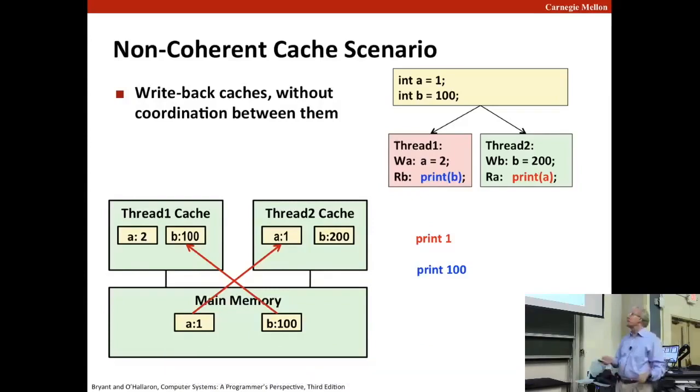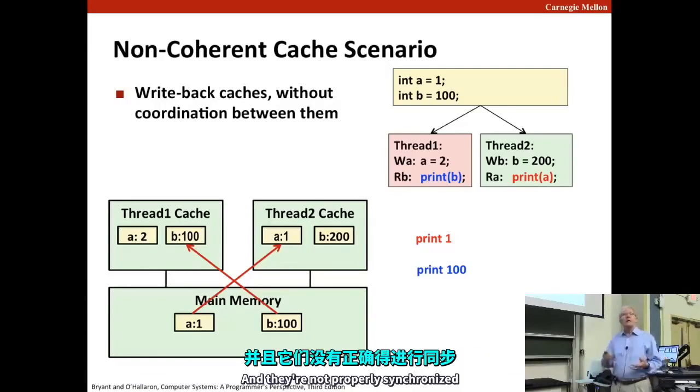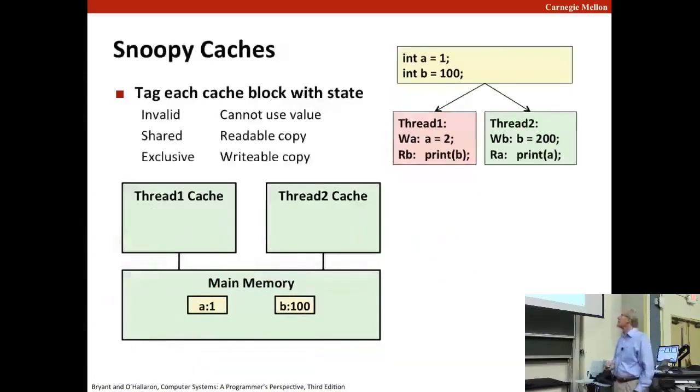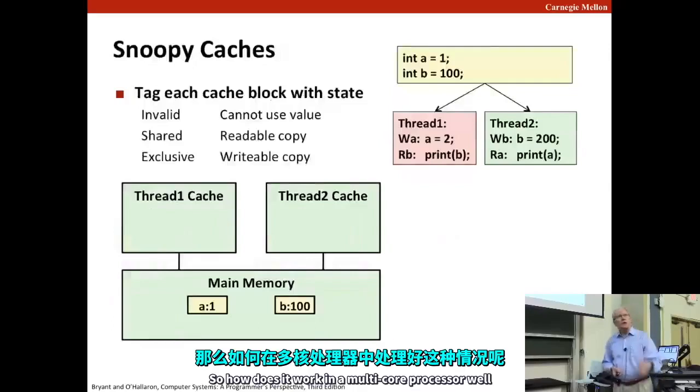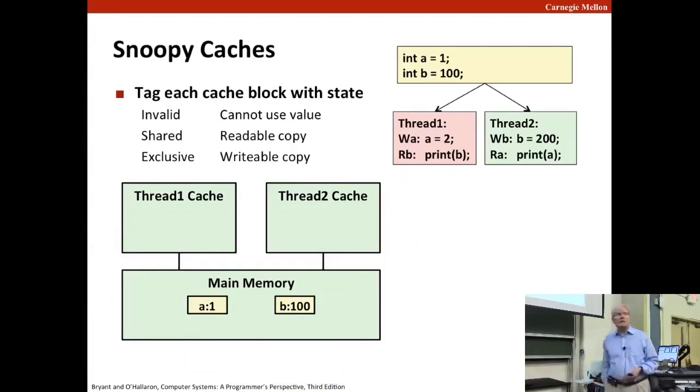And the reason is that each of these threads has its own private copies of these shared variables, and they're not properly synchronized. But you could see that in a hardware scenario, it would be easy to build this hardware and make that mistake. So how does it work in a multi-core processor? Well, they have a trick. They call it snoopy caches.